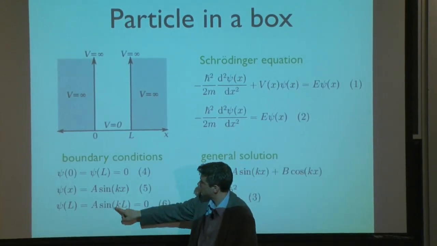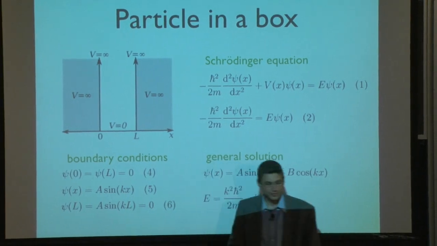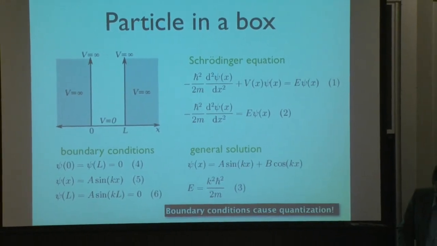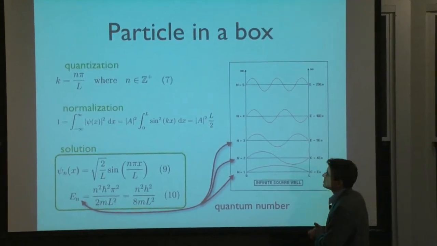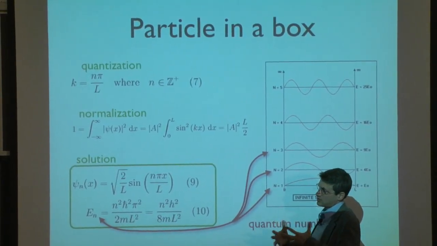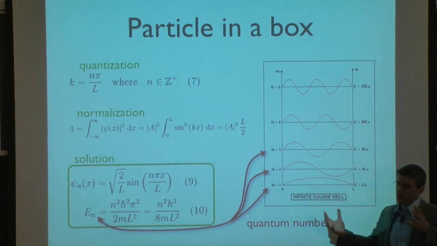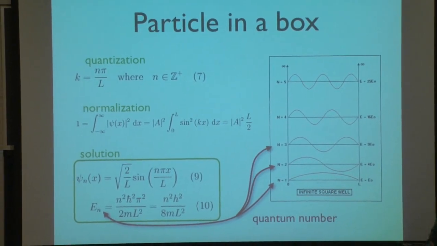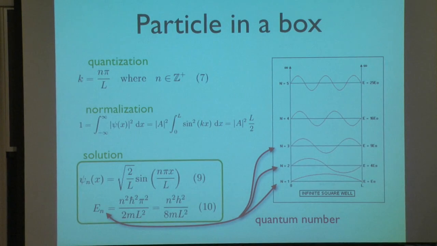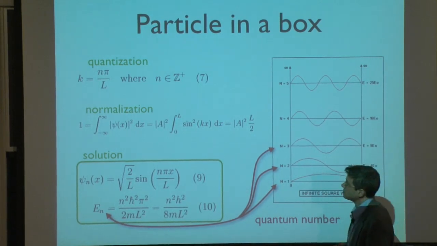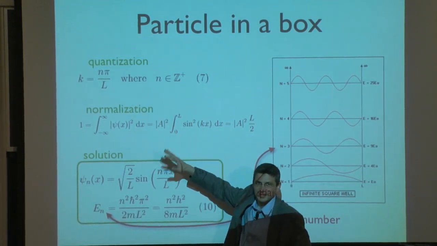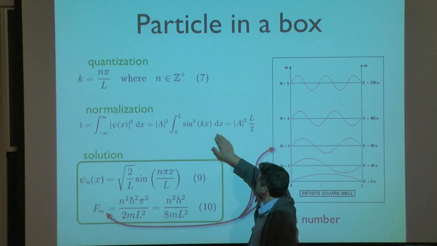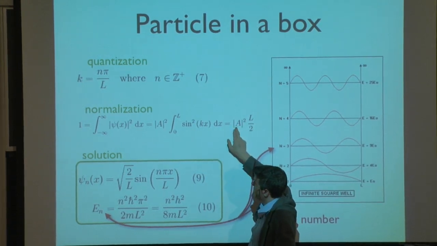So the boundary conditions cause quantization, and that's what gives rise to this whole world of energy levels and a lot of the things that we talked about in the beginning that were so challenging to understand. So you have quantization. You also have normalization. We're not going to go through this in great detail, but that also helps you understand what A is.